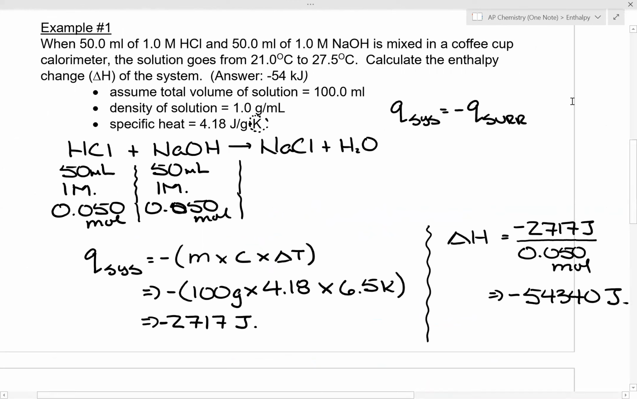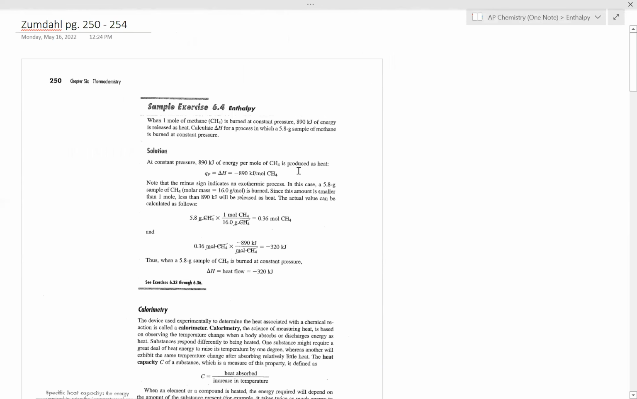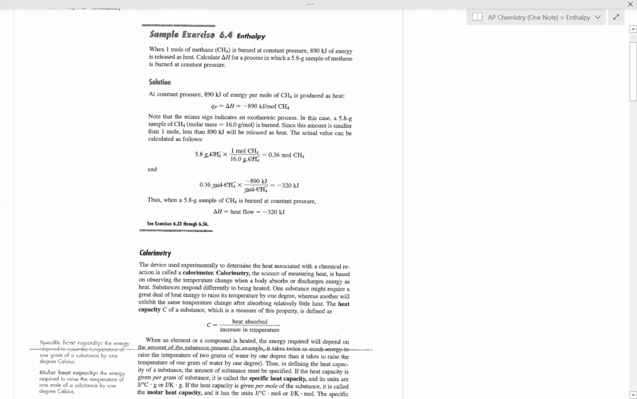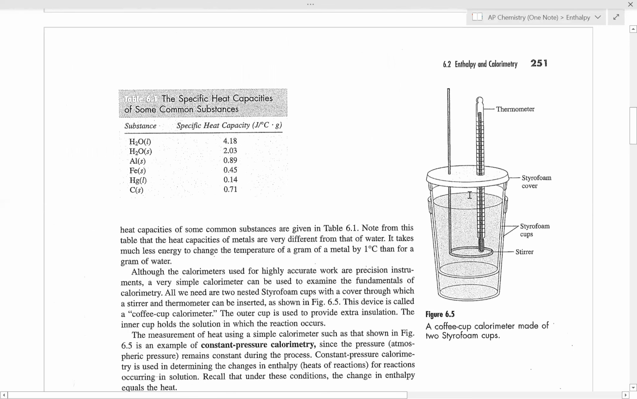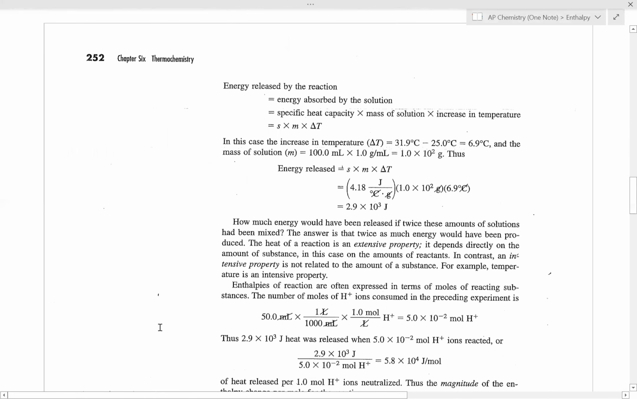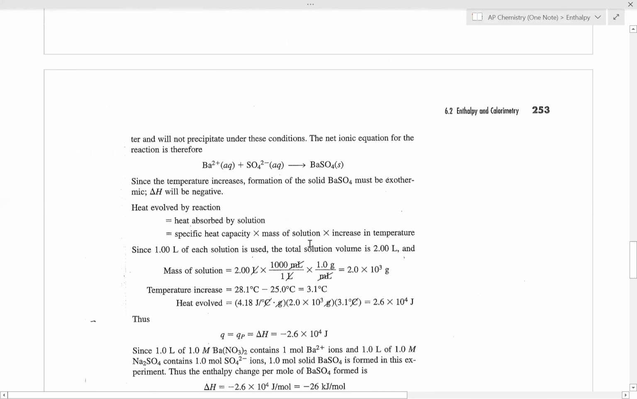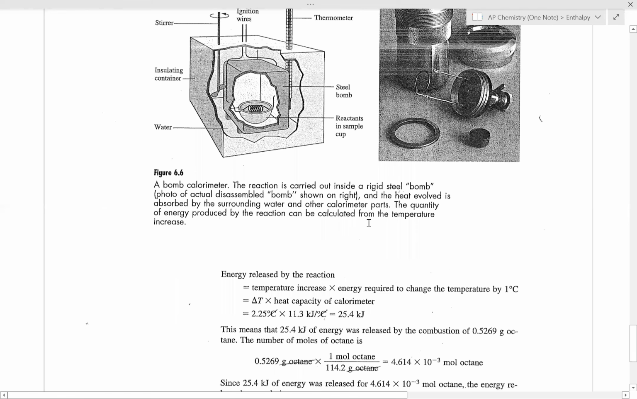Now, if you take a look in your textbooks, on page 250 and pages 252 to 254, what you will see is they talk about calorimetry. They talk about a coffee cup calorimeter and how it works, or a constant pressure calorimeter, and they give you a worked example on page 252. Then on pages 253 and 254, they talk about a bomb calorimeter.